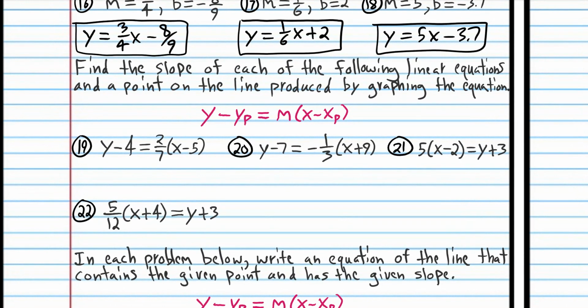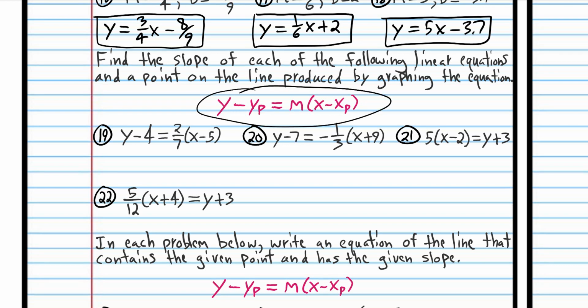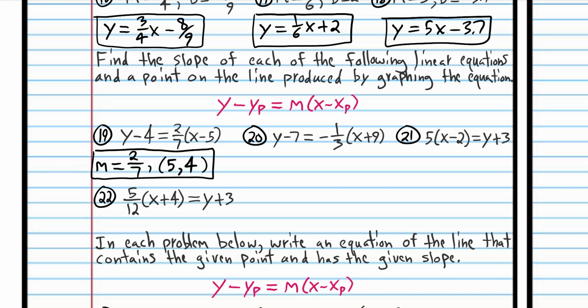All right, so now we're going to point-slope form. Those were practice problems on slope-intercept form. This is point-slope form. Again, you should have that screenshot. And what we're doing is we're just finding the slope of the line and a point on the line. So because these equations are in point-slope form, we can see the slope. That's 2/7. And we can also immediately see a point on the line, 5, 4. That's why this is called point-slope form. We can see the slope and a point on the line just by looking at that equation.